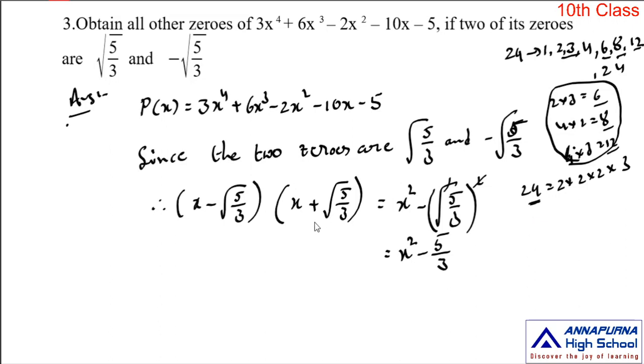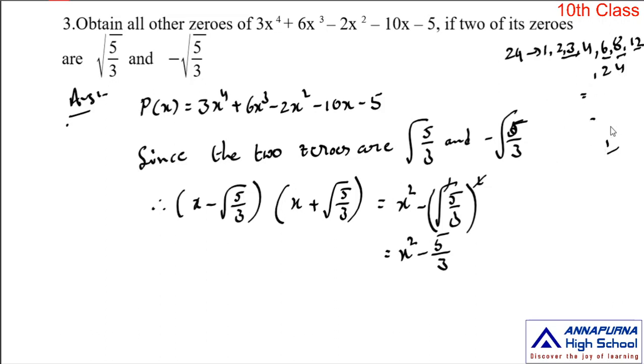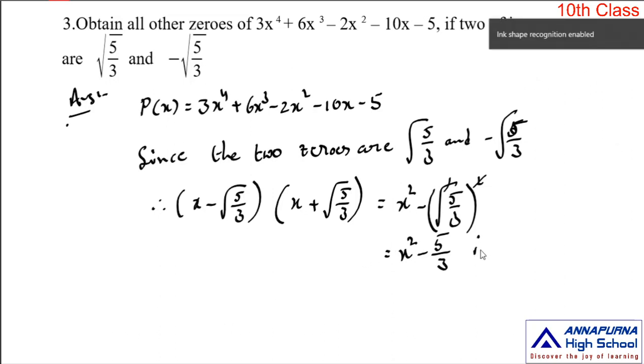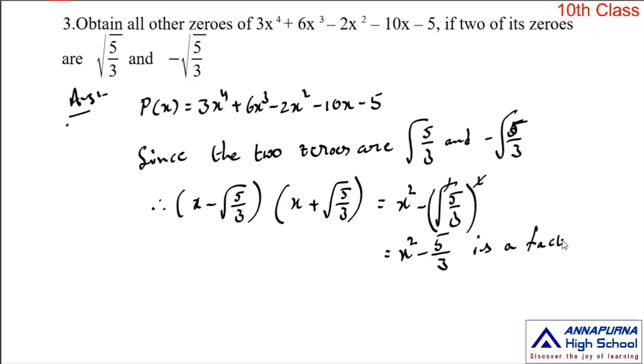Okay, so here also I am doing, actually this is not a number, this is a polynomial, so you can split this polynomial as a product of only some linear factors. Okay, so x minus root 5 by 3 and x plus root 5 by 3 are the two linear factors, so their product x square minus 5 by 3 is also a factor of that given polynomial p of x.